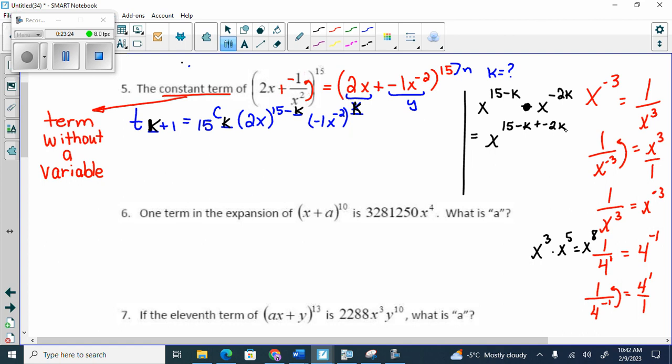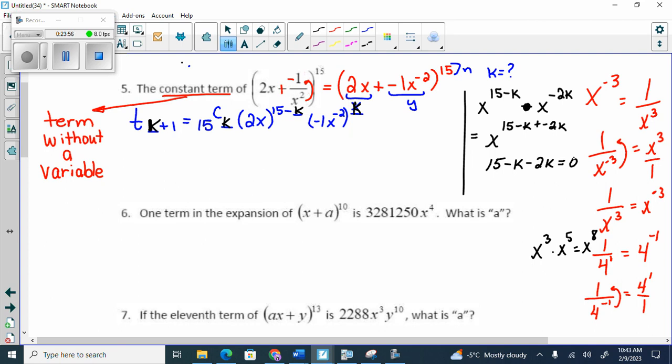What's the only way it'll cancel? If it's a 1, if this is equal to 1, does it cancel? Yeah. X to the 1? What's x to the 1? 1. What's x to the 2? X to the 2. What's x to the negative 2? Negative 2. What does this have to be? A 0, right? It needs to be a 0. If this is x to the 0, that cancels off, because anything to the power of 0 is 1. We agree? So we just take 15 minus k minus 2k, and it has to equal 0.